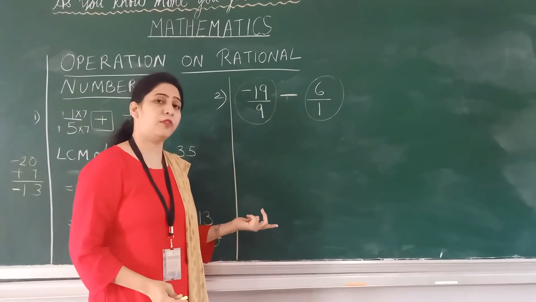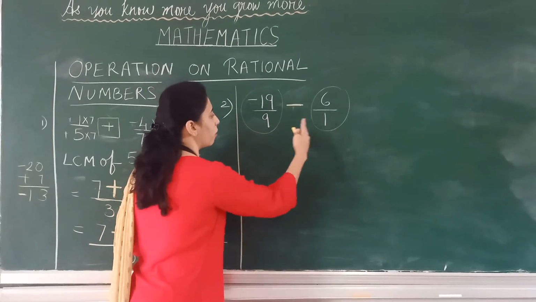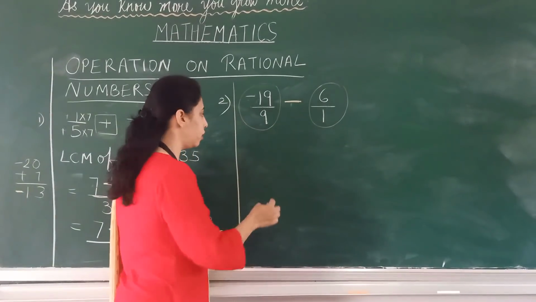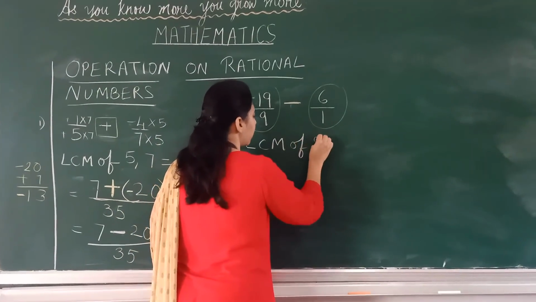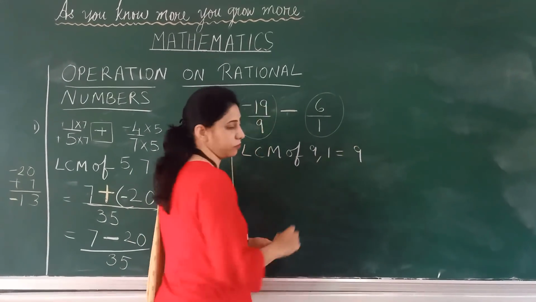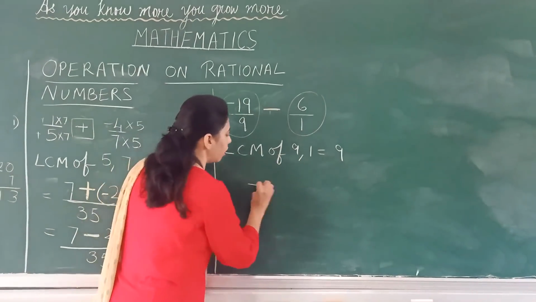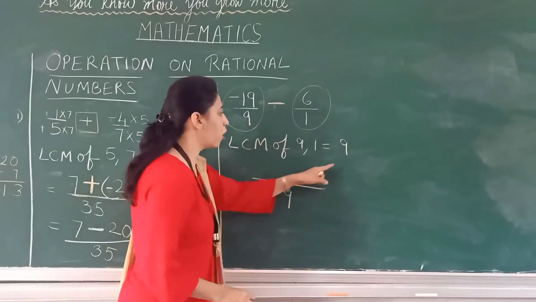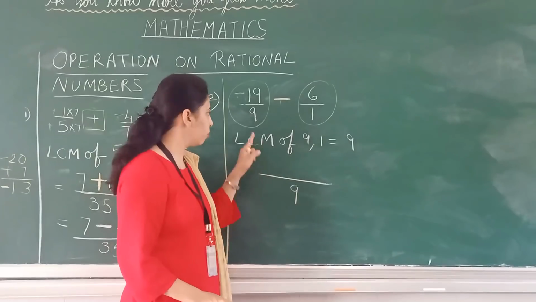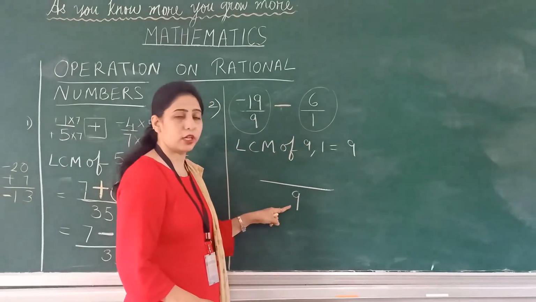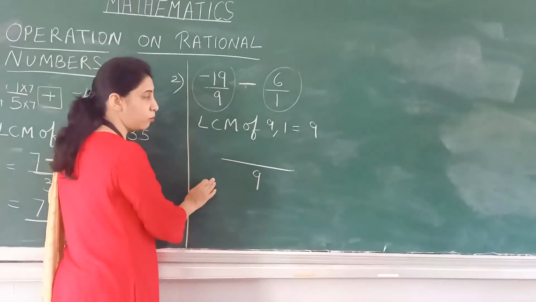Now the same way you have done for fractions, in the same way you are going to do. Now again check the denominators. The denominators are different. So the LCM of 9 and 1 is 9. So your denominator is common. Whatever LCM you have got, that is your denominator. So both denominators you have got as 9. Now just check with the numerators.